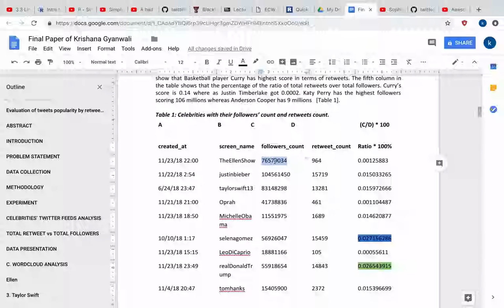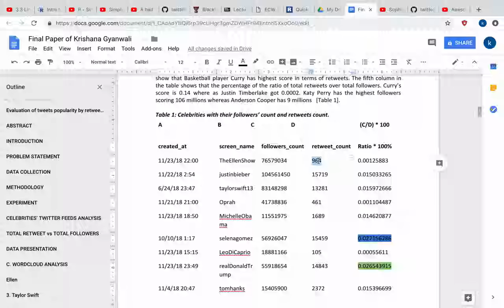So this is total retweets versus total followers. The total followers are this number, and there is the retweet count based on these records of their current tweet. So those records were analyzed with the total followers, and whatever ratio I got, I multiplied that by 100. So this is the number I have got so far. Out of all these total followers, only this many people retweeted her status.